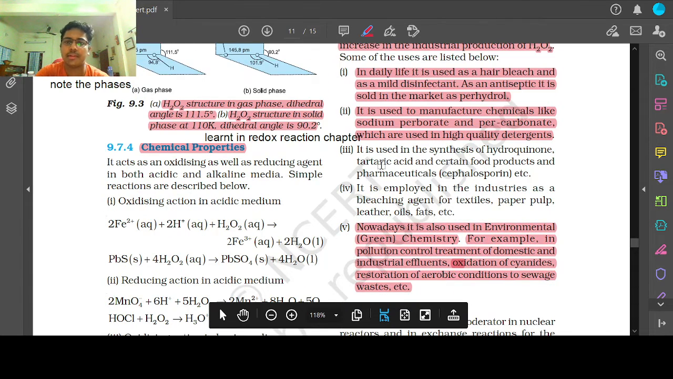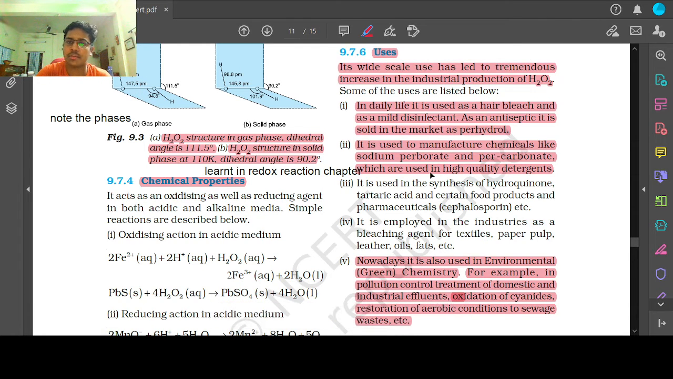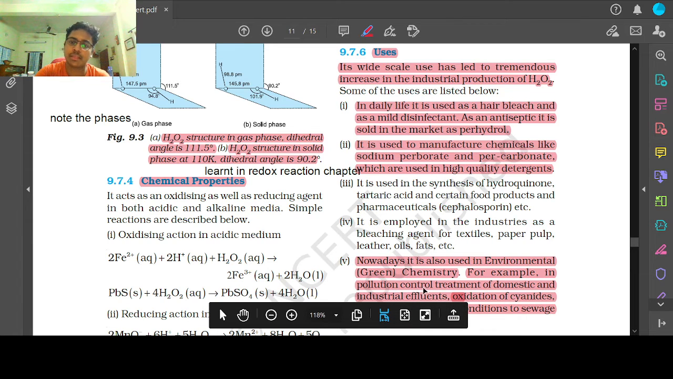So just go through this. I marked the two most important points here, and you can also mention green chemistry here because it is trending now. So you can also mention this point. Not so important, I would say. And one point you must include is that it is used in the synthesis of hydroquinone or tartaric acid in certain food products and pharmaceuticals.